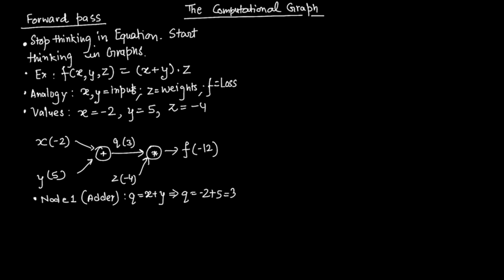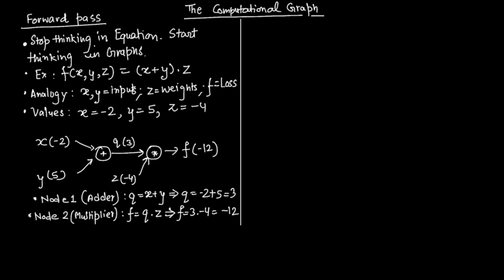Then node 2 or the multiplier. Let's calculate the final output f. f is equal to q multiplied by z. So f is equal to 3 multiplied by minus 4, which is equal to minus 12. Okay, the forward pass is done. The output is minus 12.